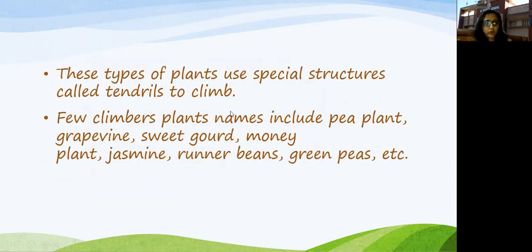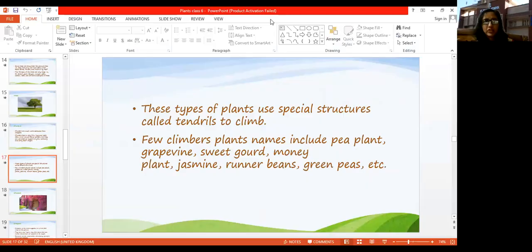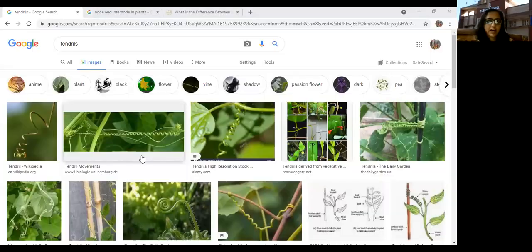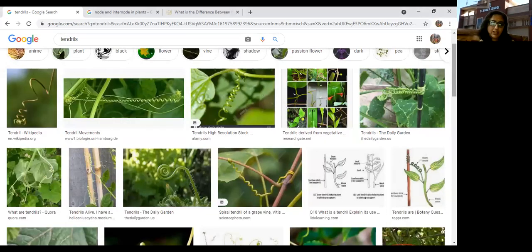I told you that I'll show you tendrils. So I'm just sharing the picture. I've just searched in Chrome, and these are what we call tendrils, which actually help these climbers climb upwards. This curly structure, which you can see here on the screen, is called a tendril. See here how it is helping the plant. In this picture you can see this tendril.